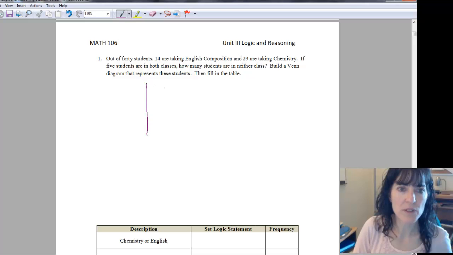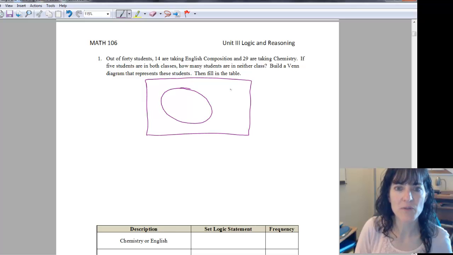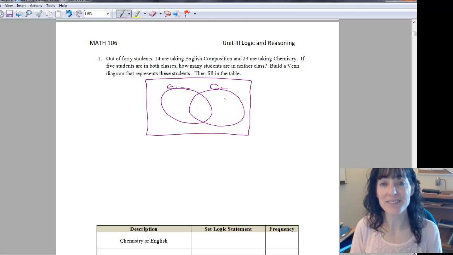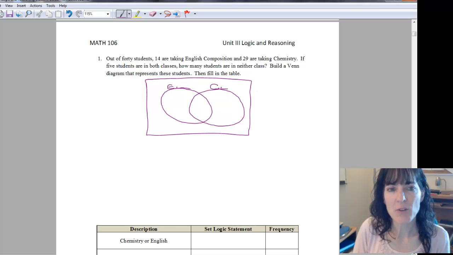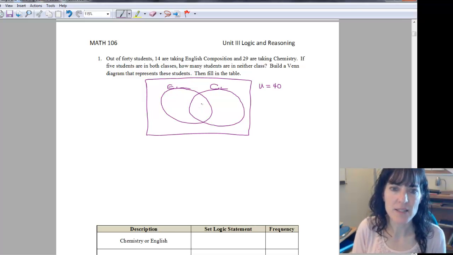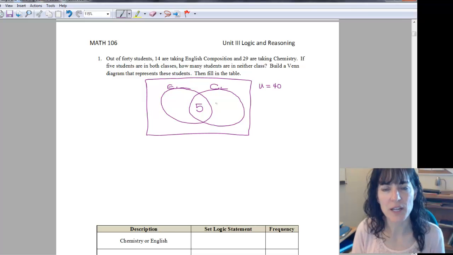So if I want to build a Venn diagram, I need to have a couple of circles because I had a couple of categories of people. One category was English, and I'm going to dub that E. The other category was chemistry, and I'm going to dub that C. We said there are 40 students altogether, so my universe has 40 students. 5 students are in both classes, so they belong here in this intersection.